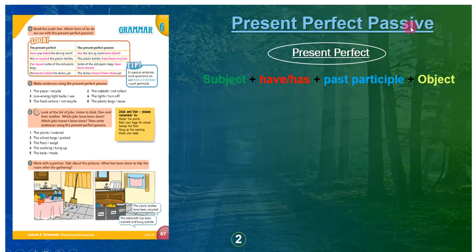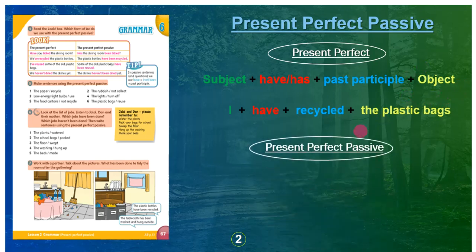But in the passive sentence, it's the other way. Now, present perfect again, we said it's has or have plus the past participle. So we will start with the subject. I have recycled the plastic bags. So I is the subject. Now have goes with I, we, you, and they, while has goes with he, she, and it. Recycled is the past participle, the third verb, and finally the plastic bags is the object here. So this is an active sentence.